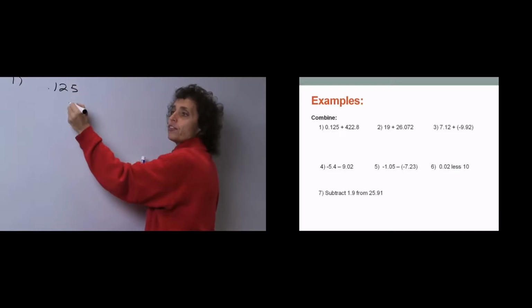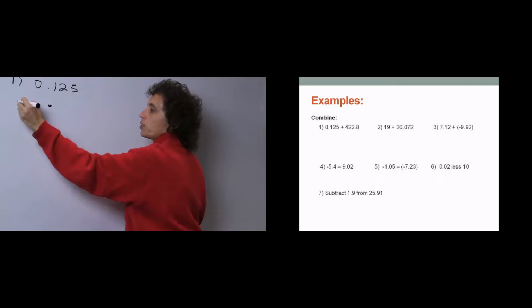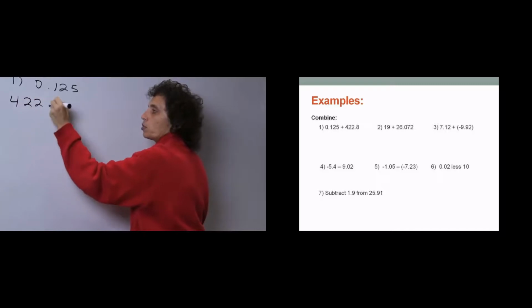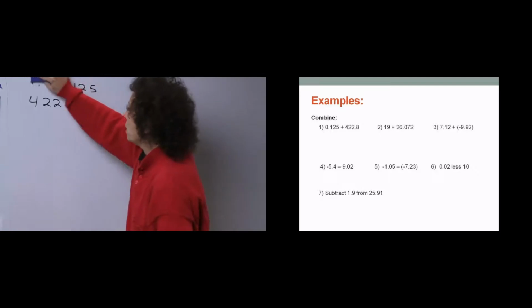0.125, and this is 422.8. Okay. If you want that 0 there, you can keep it there. That's up to you. 422.8. Okay. I'm going to take that 1 out of there. It's going to be in the way.